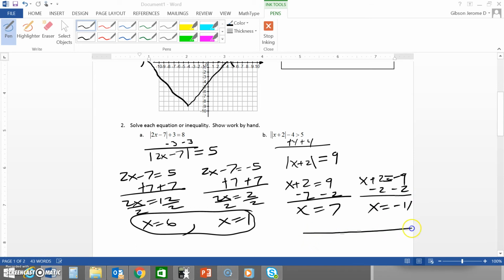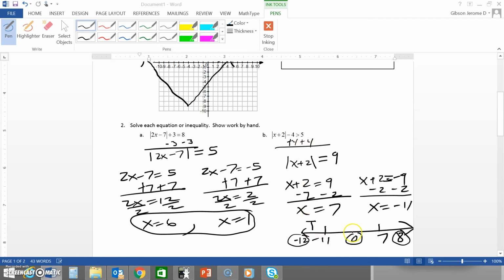So now we have to do our truth table. So we have negative 11 and 7. So we know we'll use negative 12 here, 0 here, and 8 here. Now when we put this in, negative 12 plus 2 is negative 10, so that's 10 minus 4, which is 6, which is greater than 5.